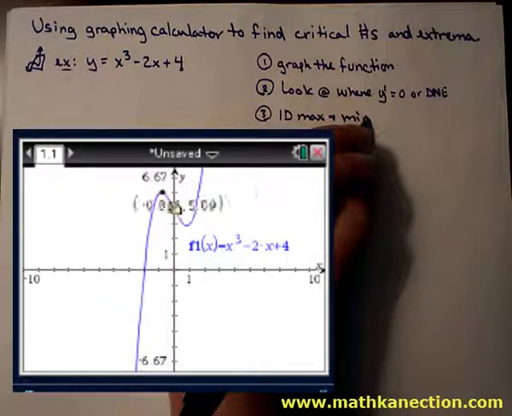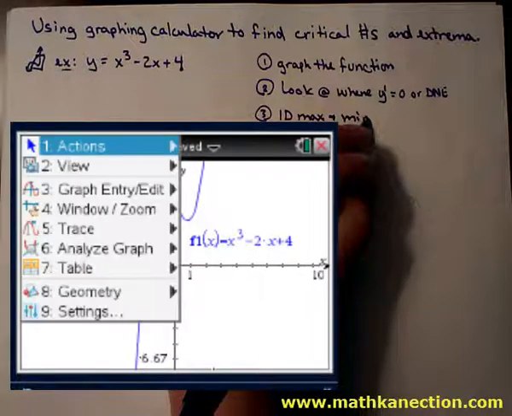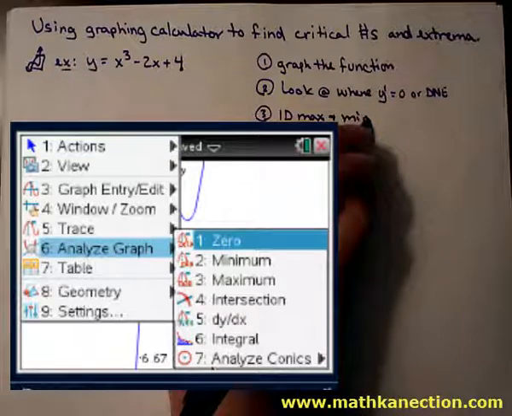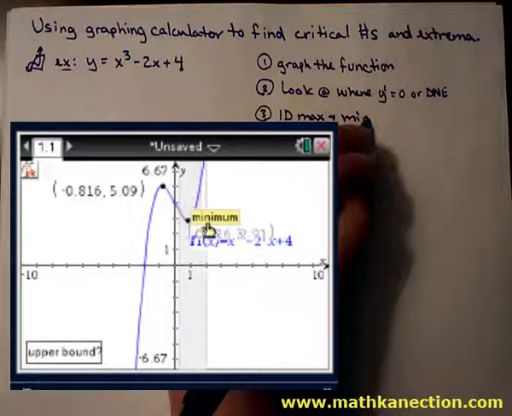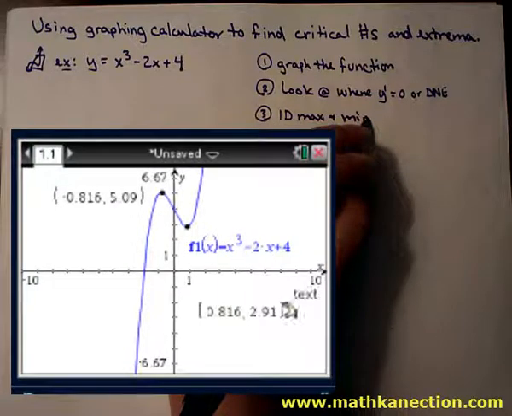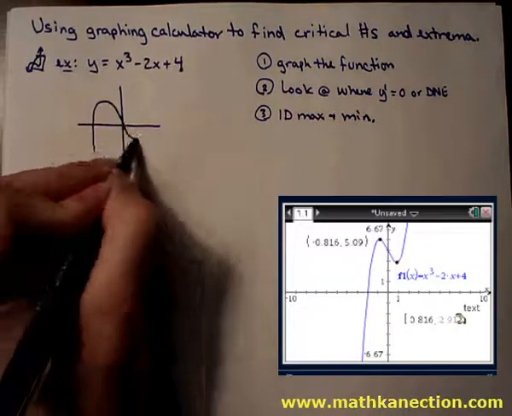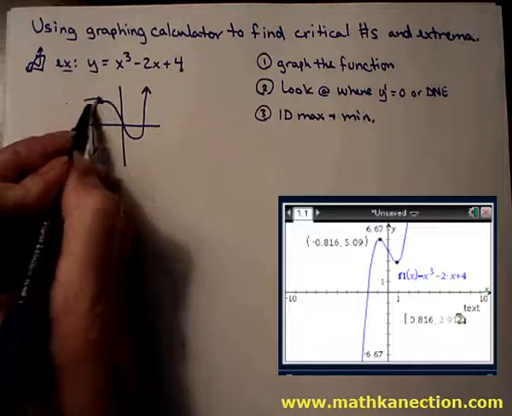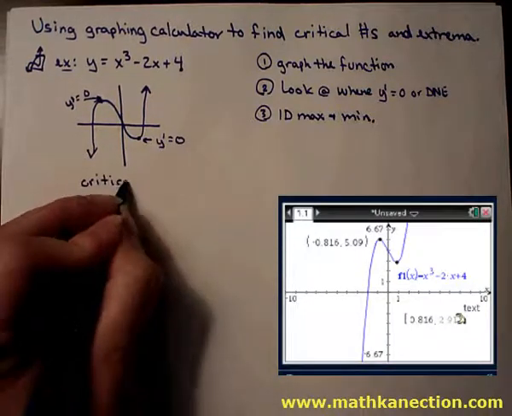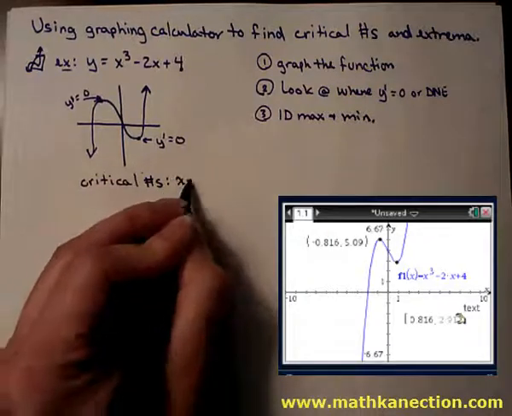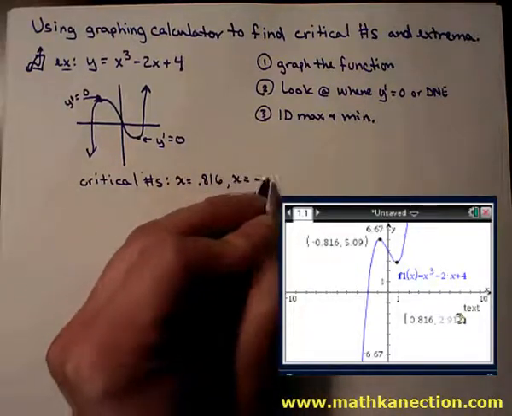So from your regular function, calculating out the maximum, and calculating out the minimum. So the maximum at x is equal to negative 0.816 with the max value of 5.089, and the minimum is at 0.816 with the minimum value of 2.911.